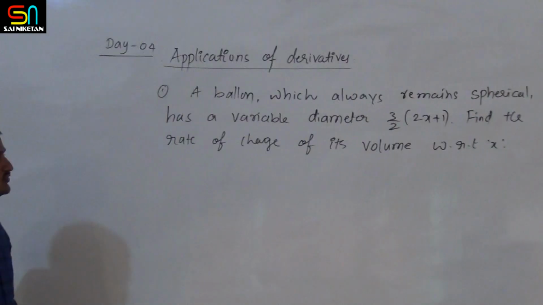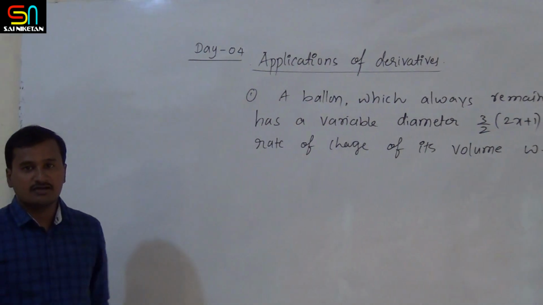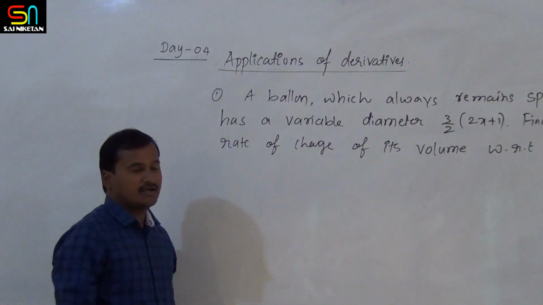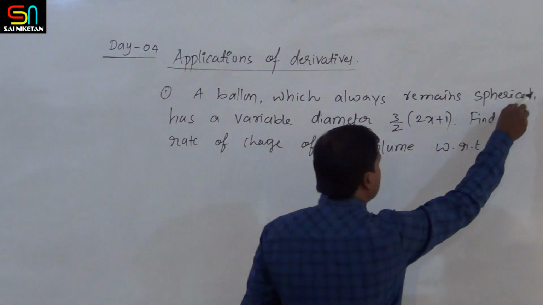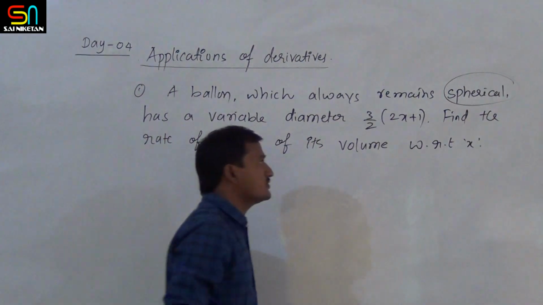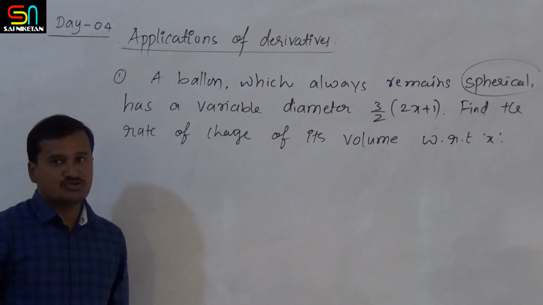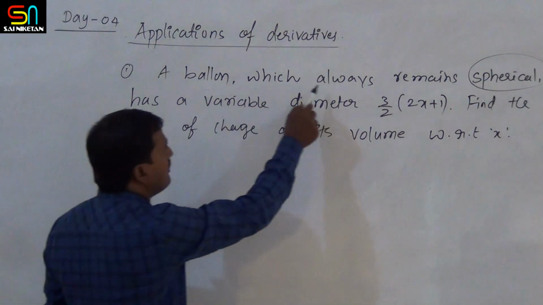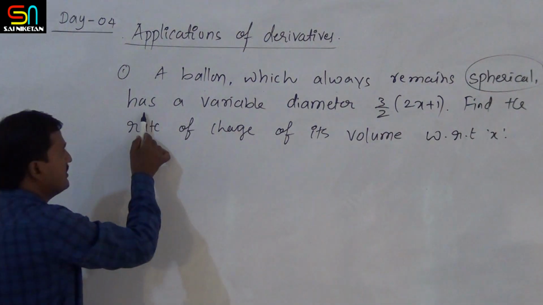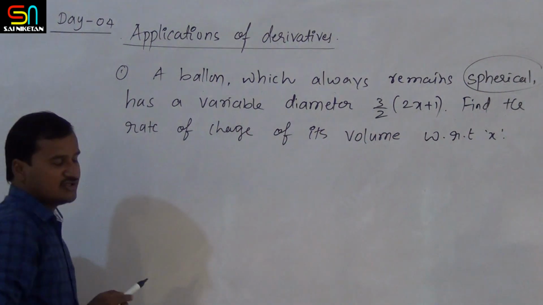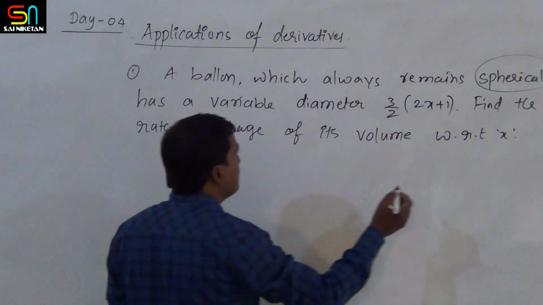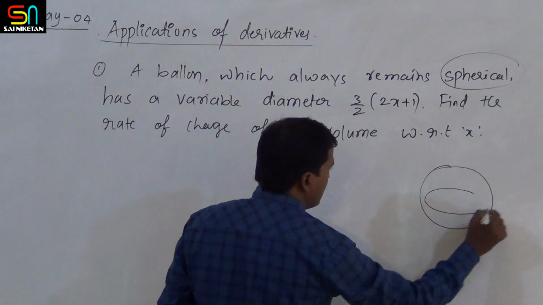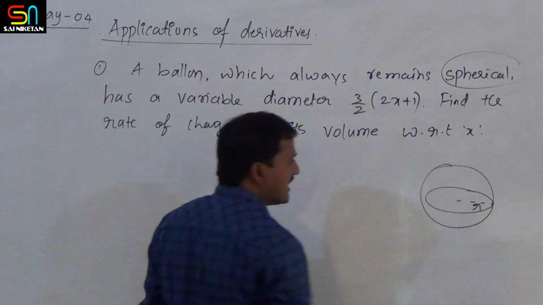So before solving this problem, first you should read the question carefully. Again, this is a problem related to sphere. Clearly they have mentioned that this problem is related to sphere, right? So here a balloon which always remains spherical has a variable diameter. So suppose here it is a sphere that has radius r, right?